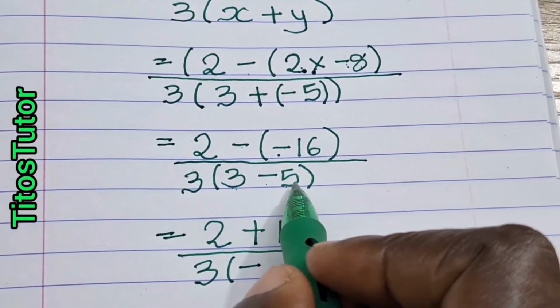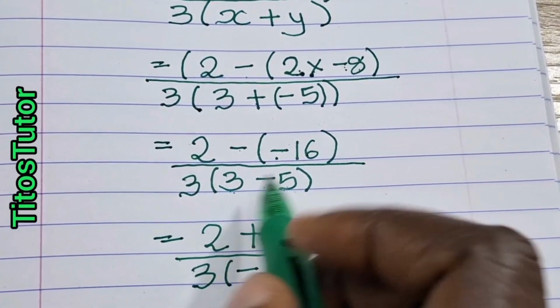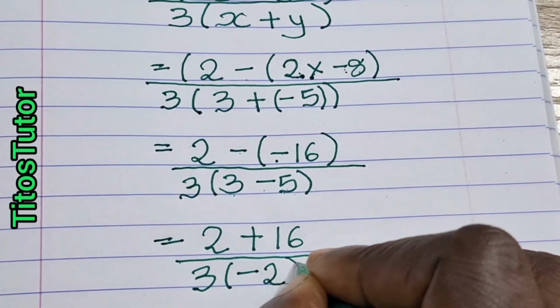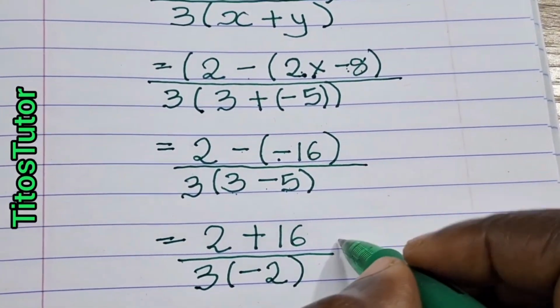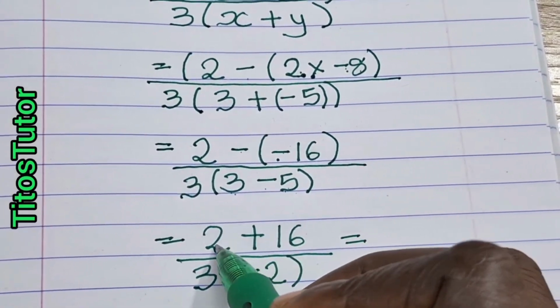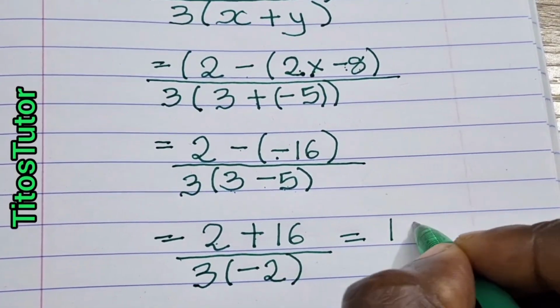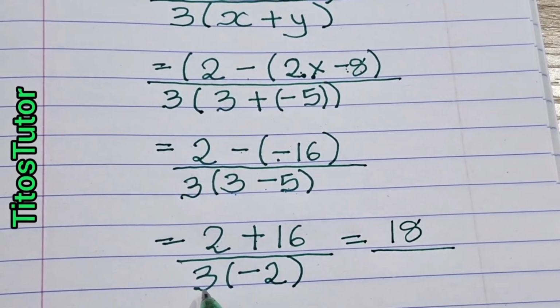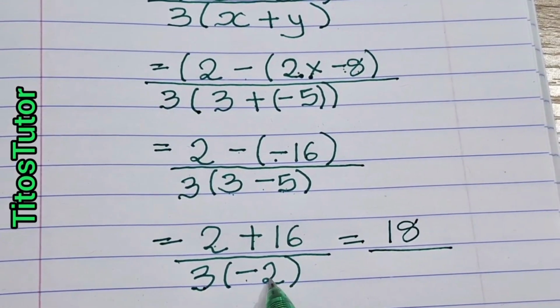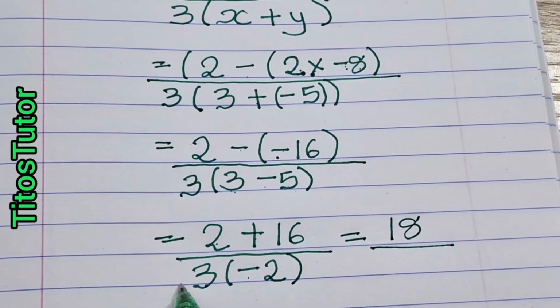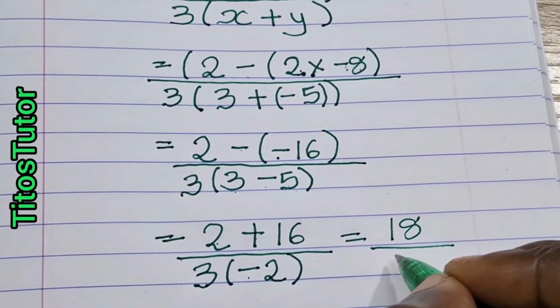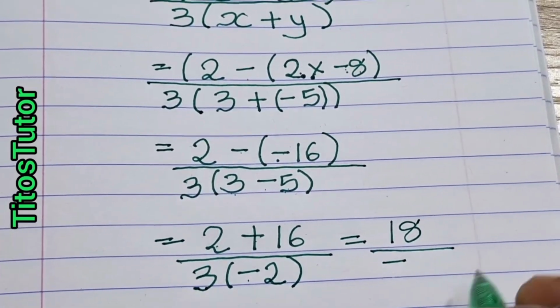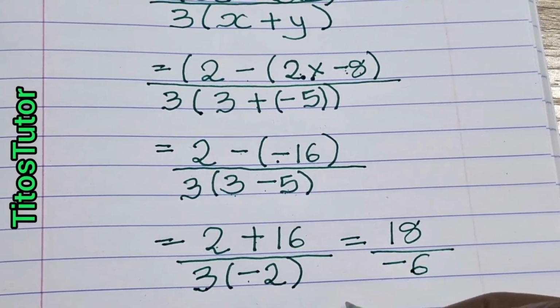But now it's time to subtract. 5 minus 3 is 2. And I close my bracket. Okay, so this will be 2 plus 16 is 18. And 3 multiplied by negative 2. Remember, positive multiplying negative is negative. 3 times 2 is 6.